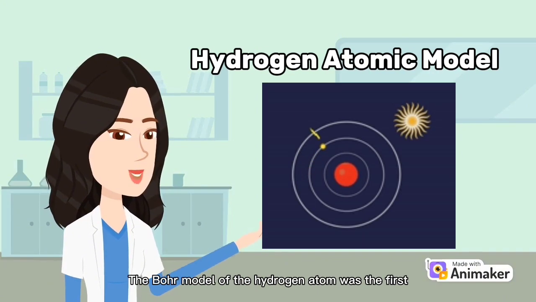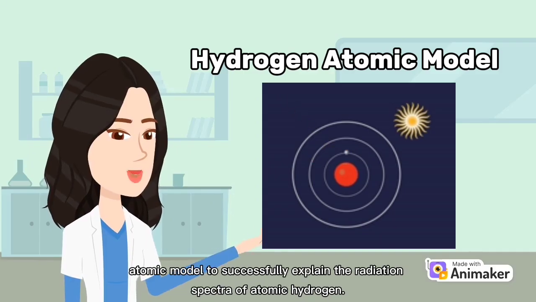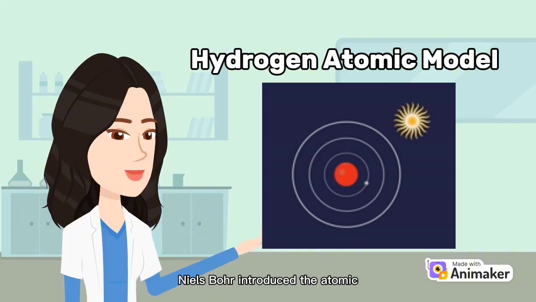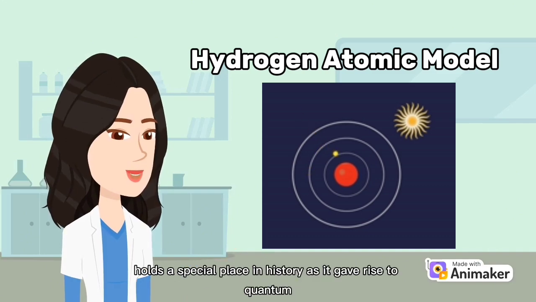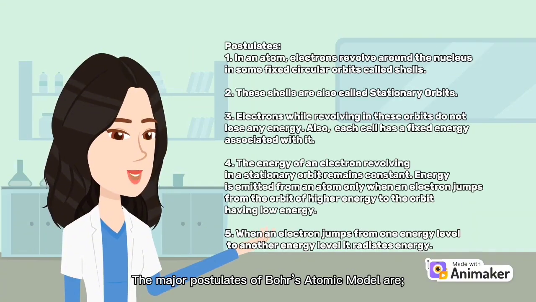The Bohr model of the hydrogen atom was the first atomic model to successfully explain the radiation spectra of atomic hydrogen. Niels Bohr introduced the atomic hydrogen model in the year 1913. It holds a special place in history as it gave rise to quantum mechanics by introducing quantum theory. The major postulates of Bohr's atomic model are: 1.